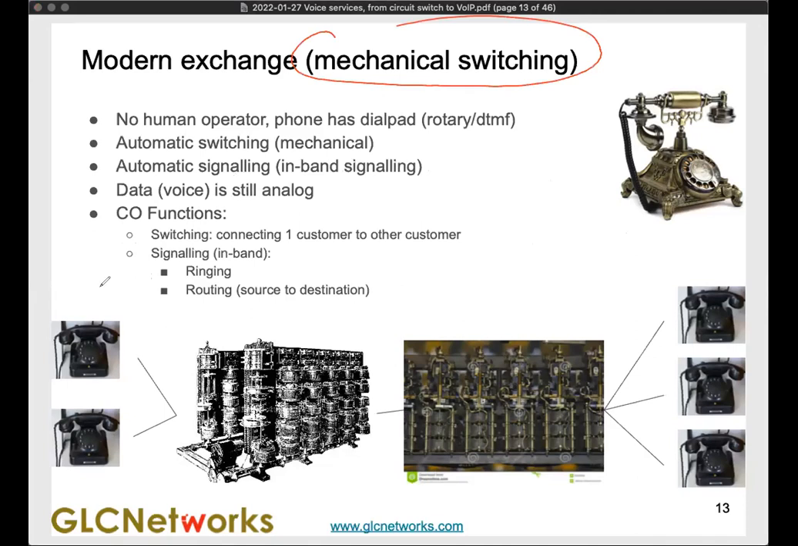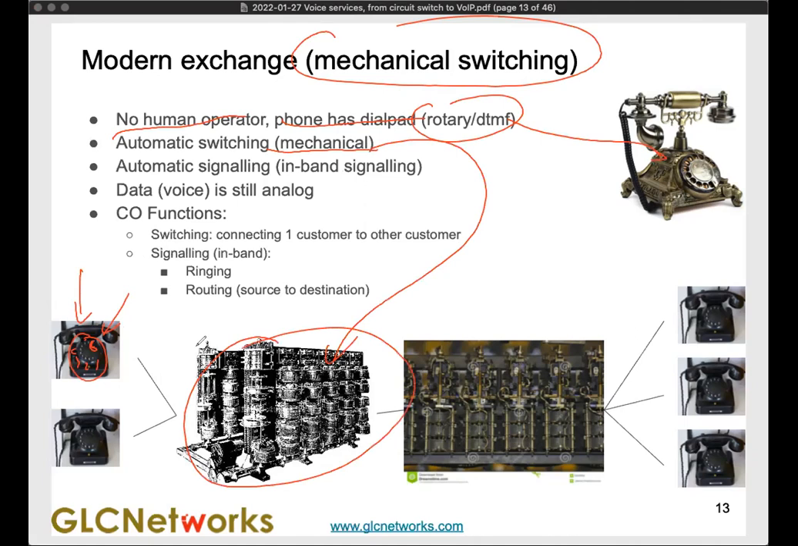At a time, we already have a dial, see? Okay, we can see that we have numbers 1, 2, 3, 4, 5, 6, 7, 8, 9, 0. There is no 10, so from 1 to 0. There is no human operator. The phone has a dial pad like this one. It can be a rotary dial or DTMF. That can be a mechanical switch. So this is how the switch looks like. It's very mechanical, and very heavy, because there are lots of metals over there.